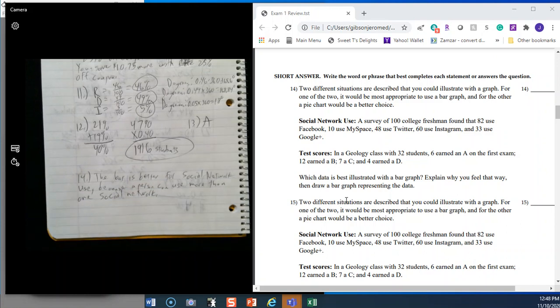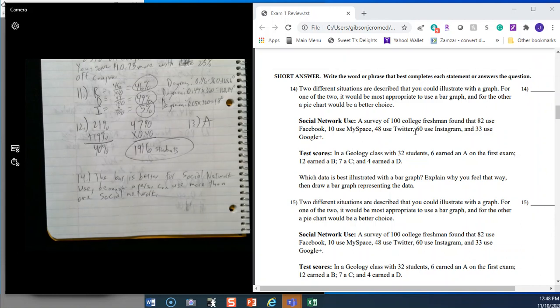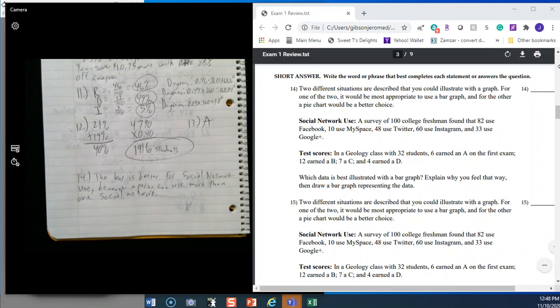Okay, now as far as drawing a bar graph, you're not going to have to draw a bar graph on the exam, so we don't have to do that here. But just to let you know, the reason being is because a person can have more than one social network that they use. Even though they tried to set this up, because we know pie charts' percentages are supposed to equal 100, so they put 100 college freshmen. But when you total up how many used each, this does not total up to 100. It's more than 100.